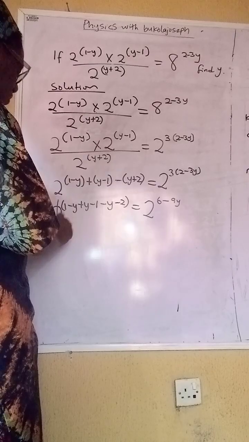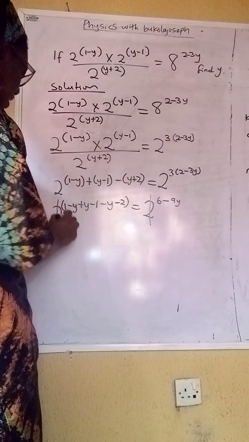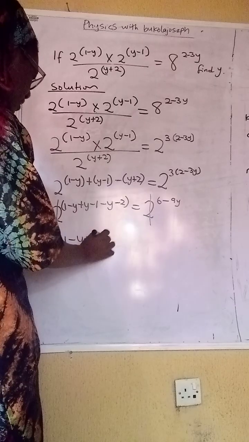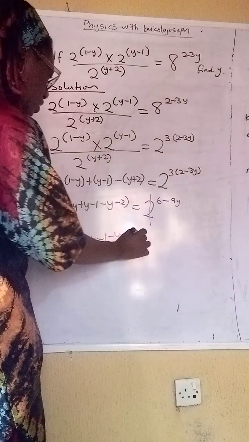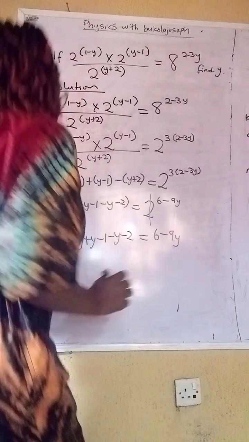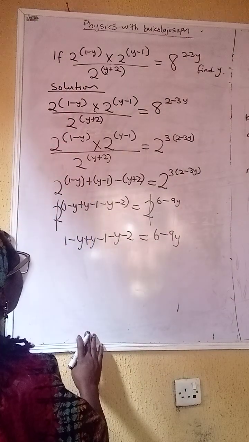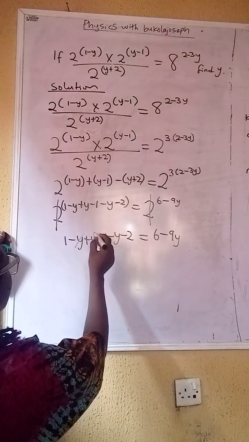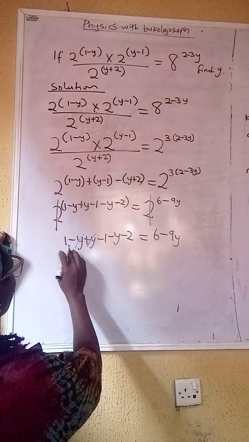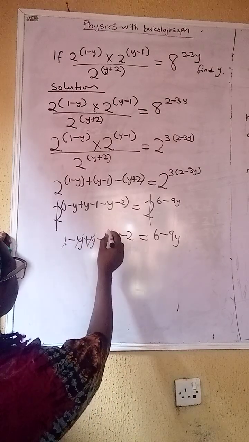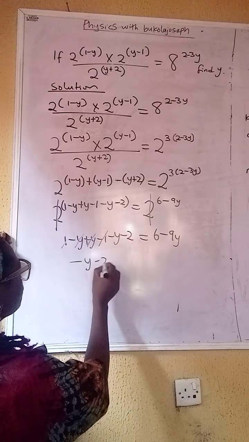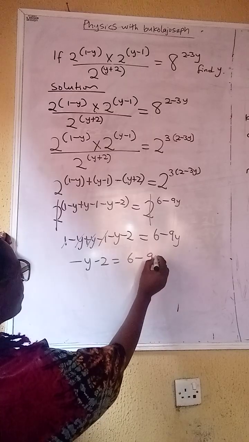Okay? This we cancel this. Alright? It will go. And then we're left with 1 minus y plus y minus 1 minus y minus 2 is equal to 6 minus 9y. So let's collect like terms together. This will go with this. Minus y plus y will go, right? And then we're left with this. So we have 1 minus 1 will also go with this, right? Plus minus it will go. And then we'll be left with minus y minus 2 on this side. Then we have 6 minus 9y on this side.